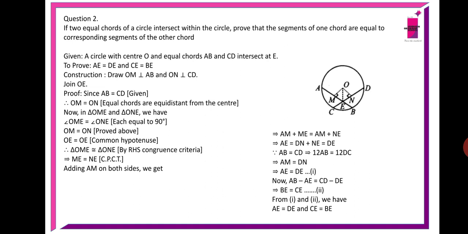Adding AM on both sides, we get AM plus ME equal to AM plus NE. We know that AE equals DE, that is DN plus NE, and AB equals CD, that is half AB equals half DC. Therefore, AM equals DN. That implies AE equals DE. Equation 1. Now, AB minus AE equals CD minus DE. That implies BE equals CE. Equation 2. From 1 and 2, we have AE equal to DE and CE equal to BE.